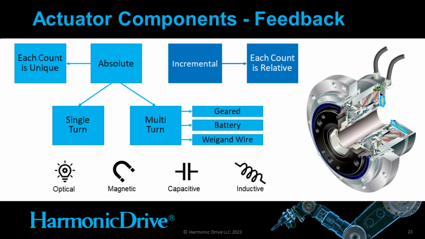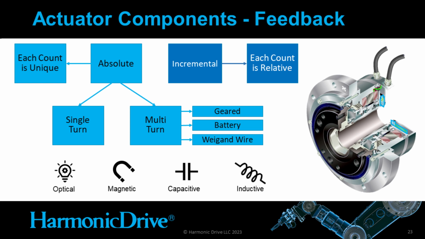There's an absolute encoder, where each count around the encoder is unique, so each position gives you a new piece of data. And there's also incremental type encoders, where each count along the revolution is relative. So incremental encoders always require homing and an index to know where they are at any time. Absolute encoders, depending on their construction, either single turn or multi-turn, will know their exact position on power up, but the precision to which they're known, whether it's single turn or multi-turn, depends on the type of encoder.